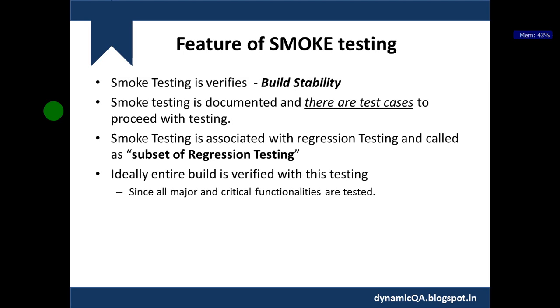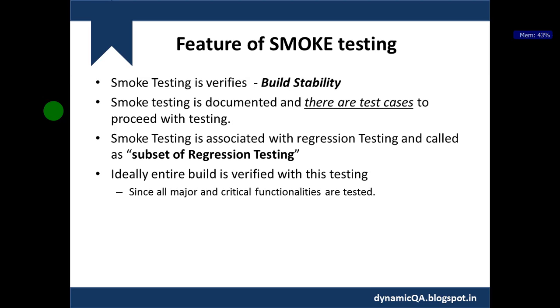Next, what are the features of smoke testing? The first feature is that smoke testing verifies the build's stability. If all major and critical functionalities and cases are working, it means my build is stable and I can proceed with further, detailed testing. Ideally, smoke testing is documented and there are test cases. We select the major cases from our test case repository or test suite and run them. Remember, smoke testing may or may not have test cases, but ideally it does.